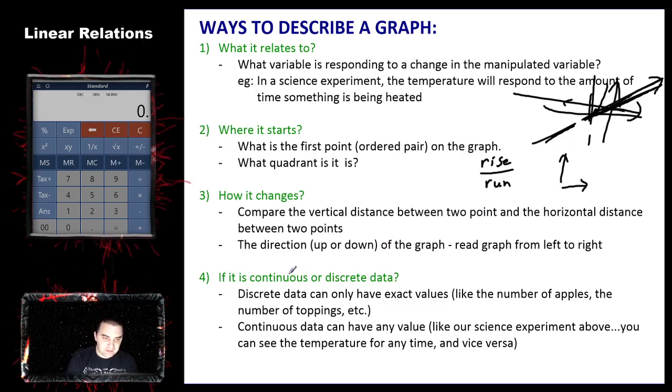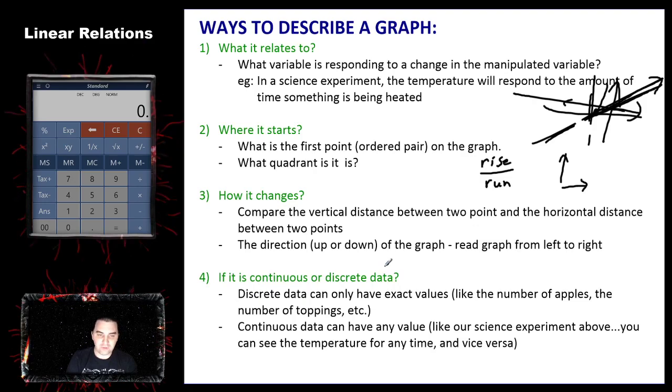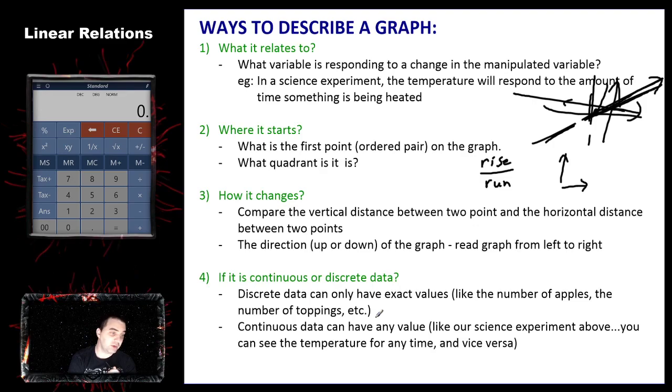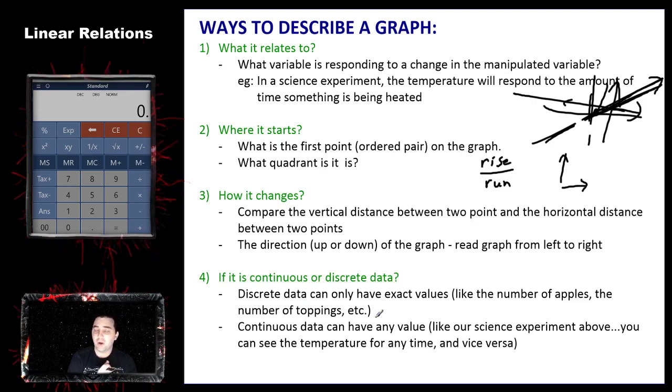The last piece, if it is continuous or discrete. I'm going to say what those things mean, and then I'm going to explain them a little bit better. Discrete data can only have exact values. Continuous data can have any value. So discrete data, to break it down to something simpler, let's say you're ordering a pizza and you call in, you're ordering, in the next slide we're going to talk about a medium pizza with toppings. You get to choose how many toppings. You are probably going to say, well, I'm going to choose a 3-topping pizza.